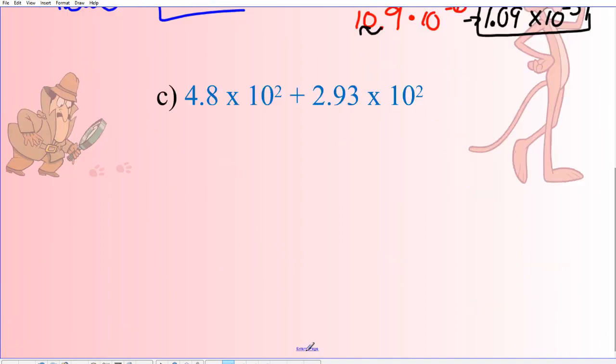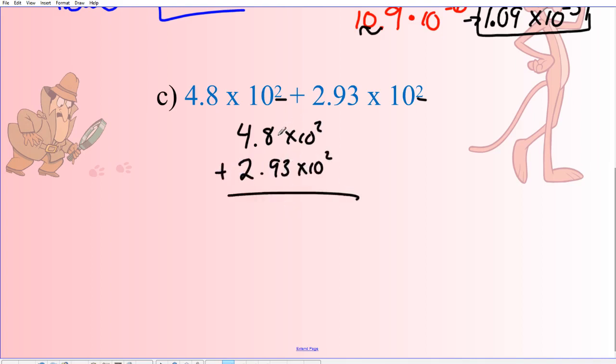Okay, so I look at it. We have the same power of 10, which means I'm just going to set them up and down, and then add them up. 2.93 times 10 to the second power, add them up. All right, so, old school addition. I needed something to add the 3 to. It's going to be a 0. So 3 plus 0 is 3. 8 plus 9 is 17. 7, carry the 1. Decimal point. 4.6 plus 1 makes 7 times 10 to the second power.